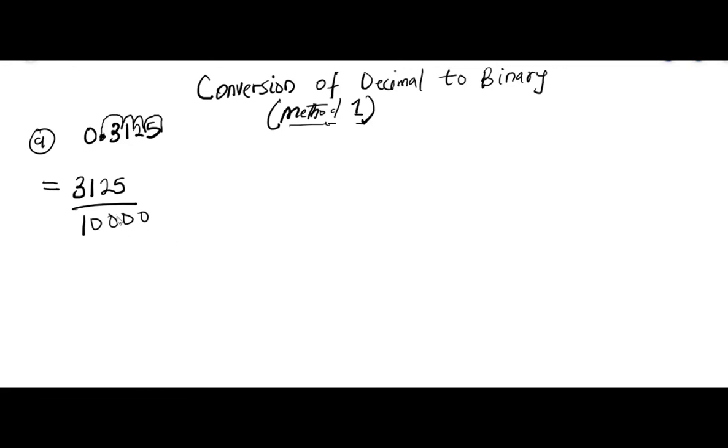4 zeros. Okay, so if you have 3 digits, that means you are going to flip it 3 times and you have 3 zeros. If you have 2 digits, you are going to flip it 2 times and you have 2 zeros. Okay, so it's just like that, right? Now this is a fraction. The next step is for us to simplify this fraction into its lowest term.